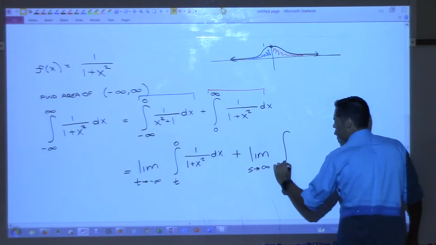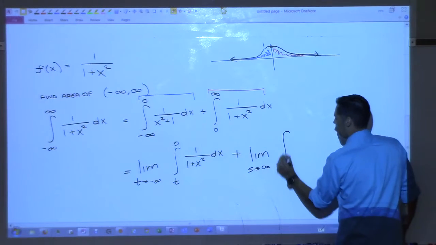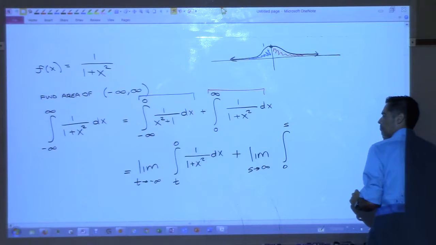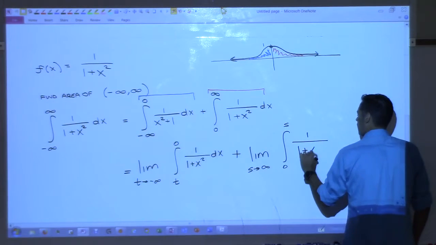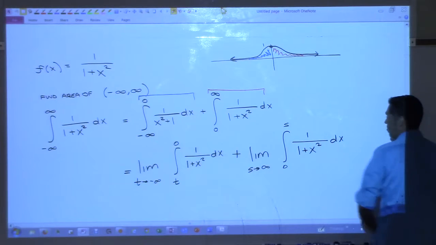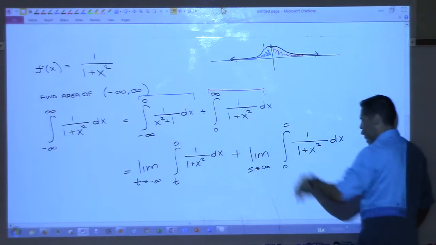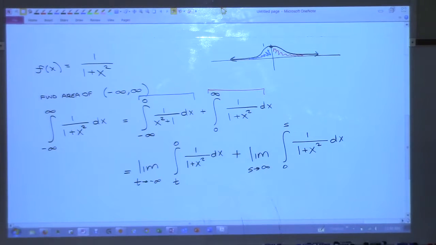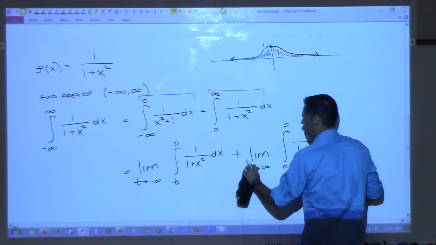Okay, integral is going to be from where to where? 0 to s this time. I really regret using s right now. It looks too much like a 5. I mean, I know it's an s, but I'll put r. I'm going to put r.